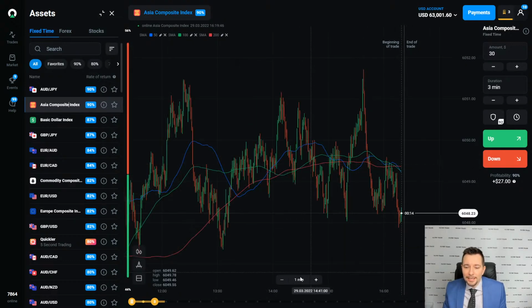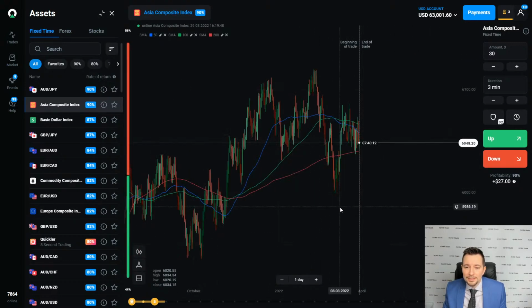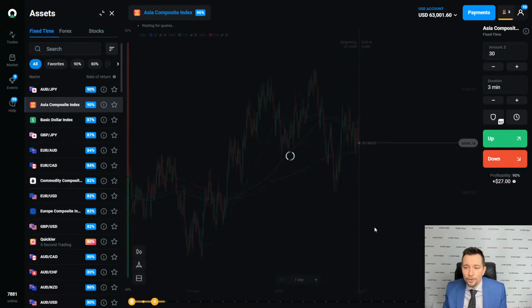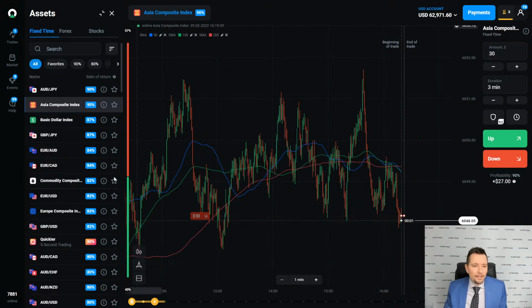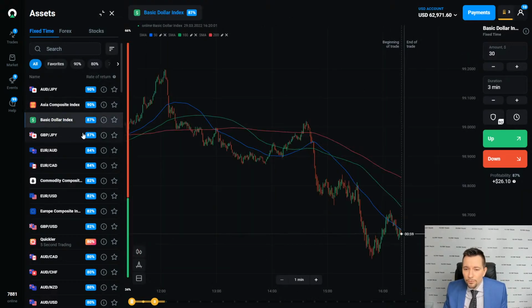And we are trading the Asia composite. I do always want to look at the daily graph, see where we're at. We're kind of headed lower. So actually I have no problem in taking that for 3 minutes, $30 trade for 3 minutes, and I'll let that run. Also looking for one of these.